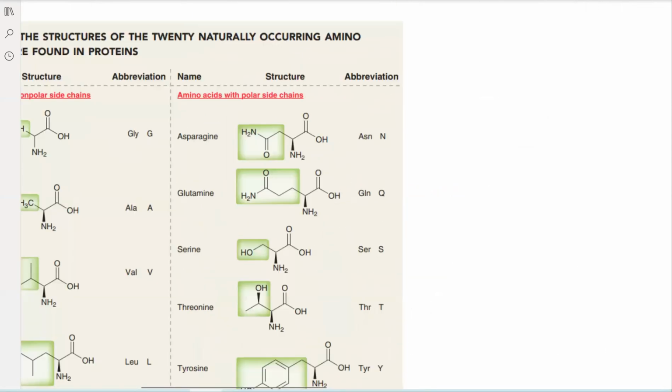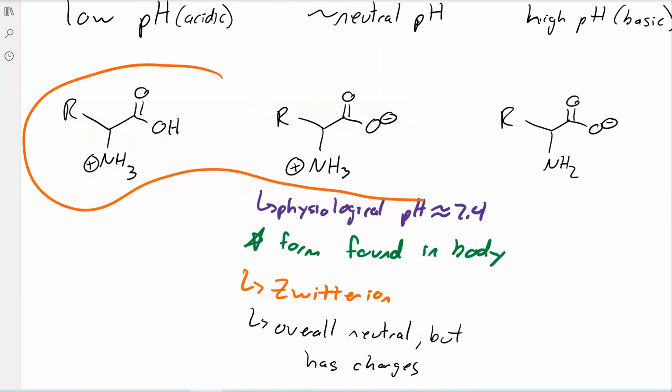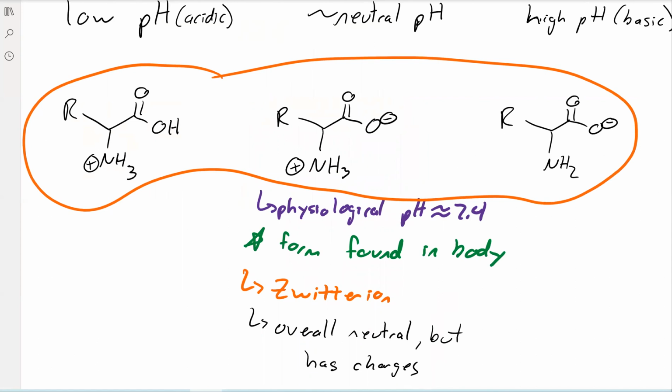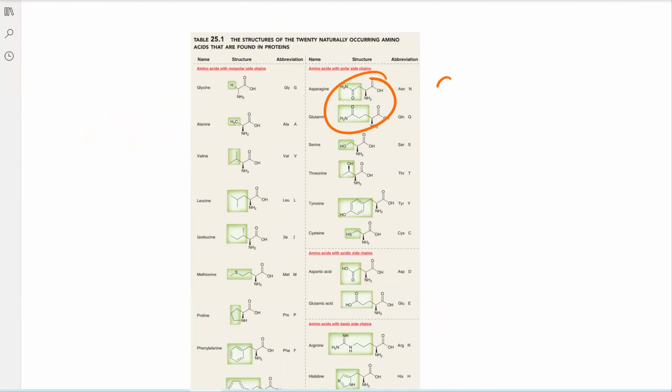What's funny is, let's take a look just real quick at the way all of these are drawn. They're all drawn as neutral, with the amine being deprotonated and the carboxylic acid being protonated. If we look at our three structures, that structure is actually the only option that never exists. So it's kind of funny. We always draw them as overall neutral, but this is actually the only form that doesn't exist, where we have an overall net neutral charge and we have no protonation.